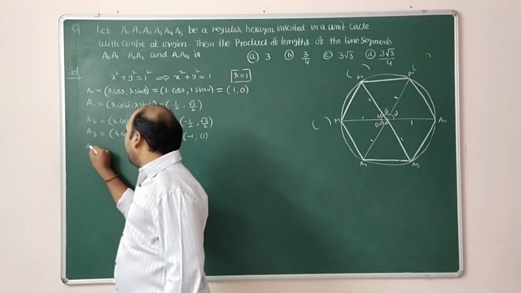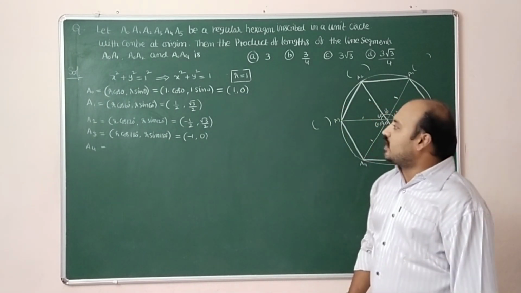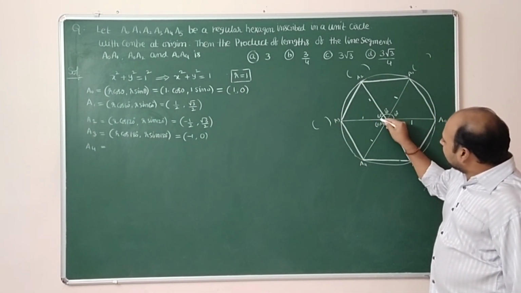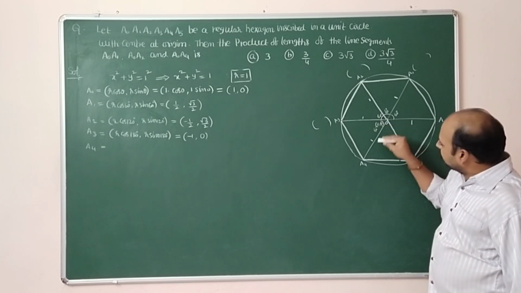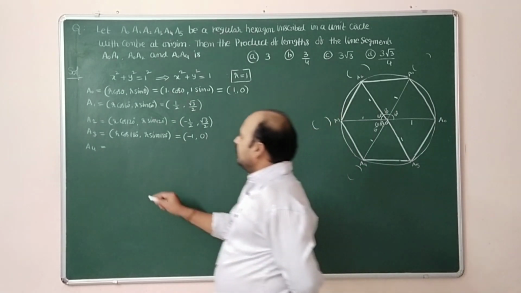Next, we require only point A4. They are asking to calculate the product of these values. So A4 means here only: 60 plus 60 plus 60, that is 240. To write the coordinates of A4, you can write it for 240 degrees.